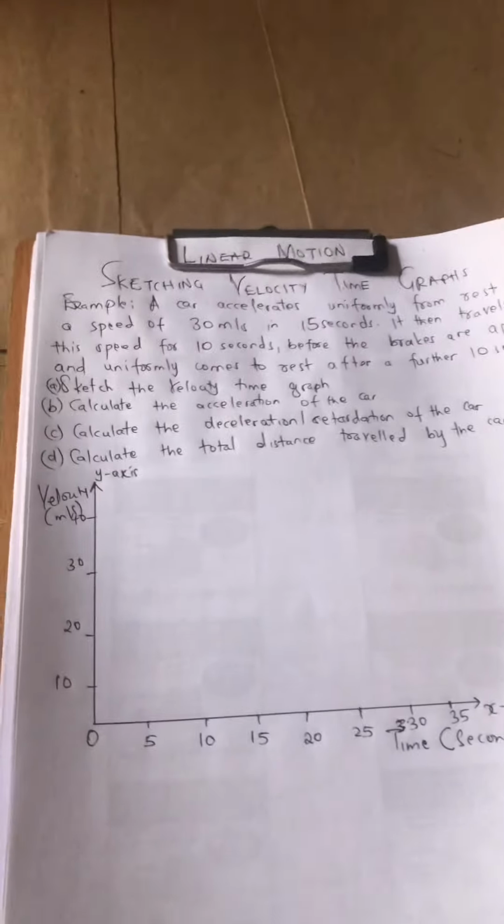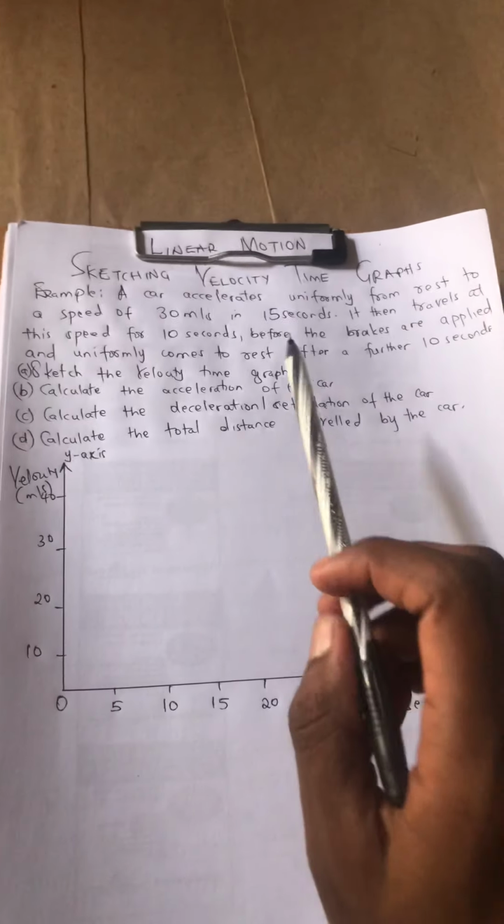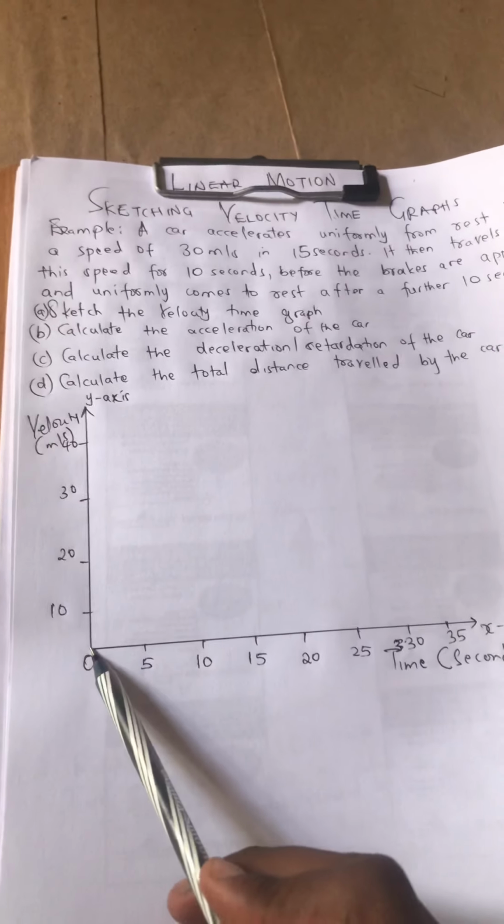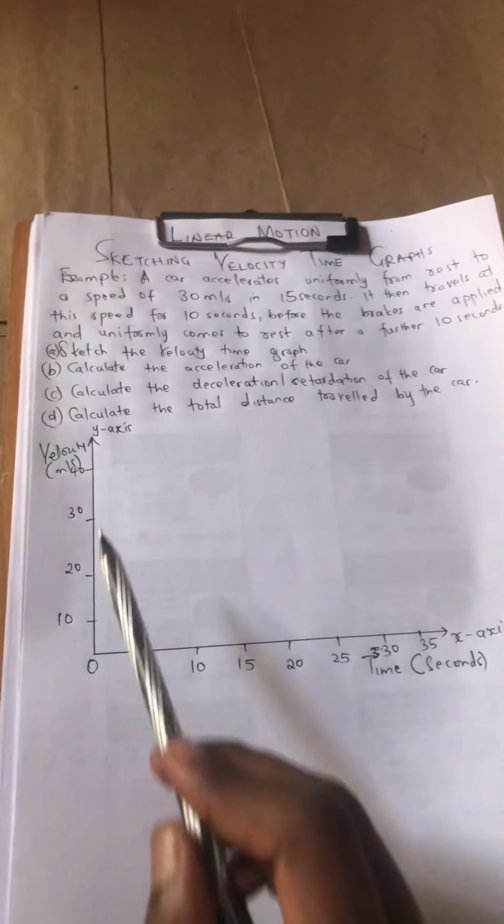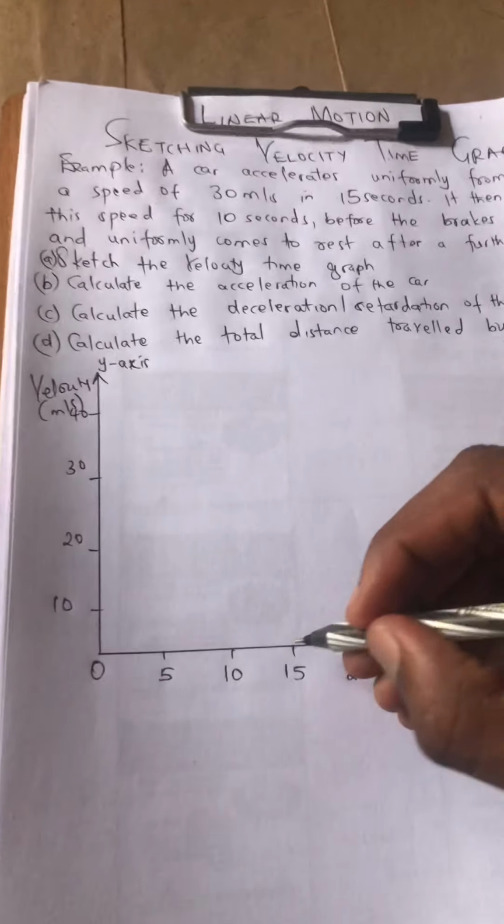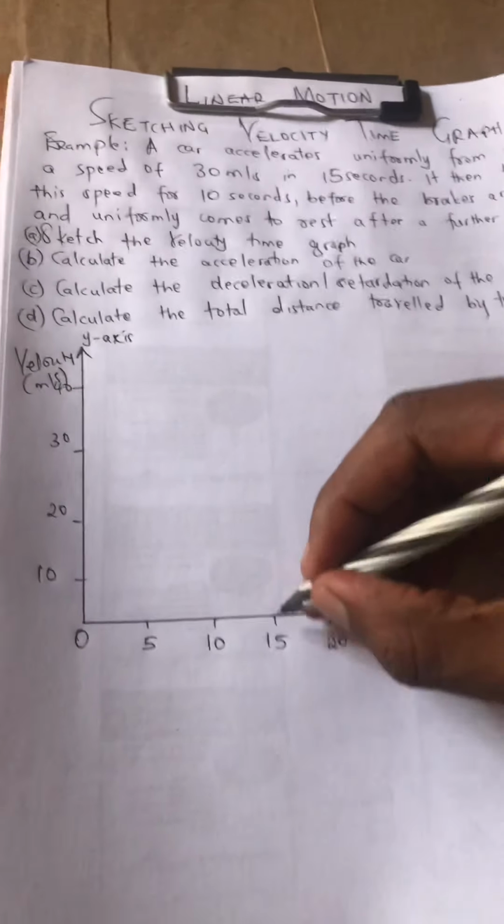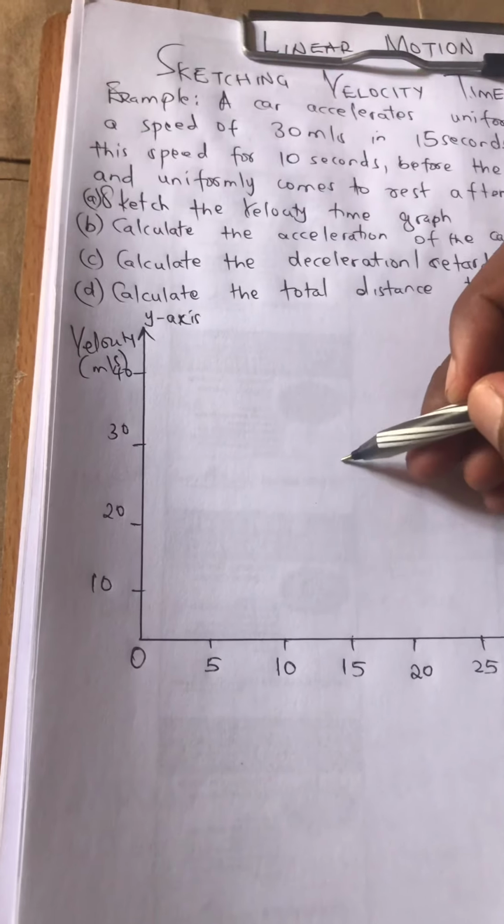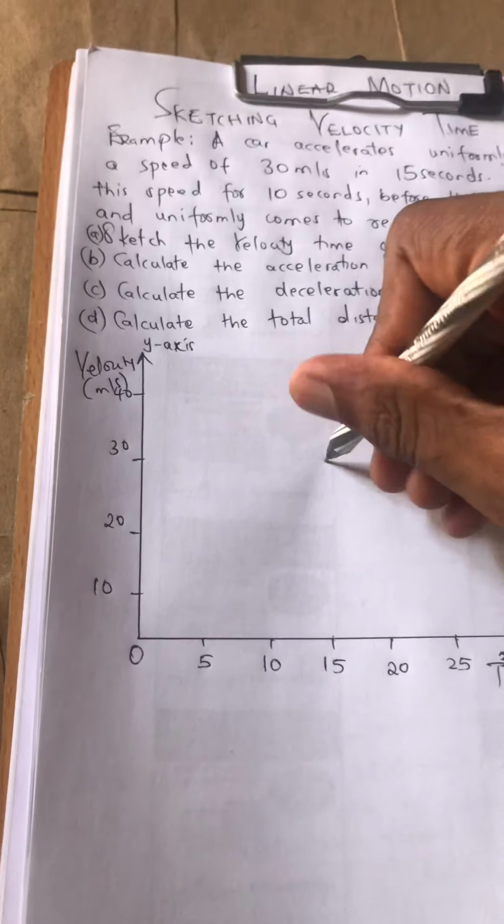Hapo sawa? Nice one. So ninaambiwa car accelerates uniformly from rest. From rest ni from 0 to a speed of 30 meters per second in 15 seconds. So kuja hapa kwa 15 seconds because that is time. So 15 and 30 zinakutania wapi? Zinakutania hapo.